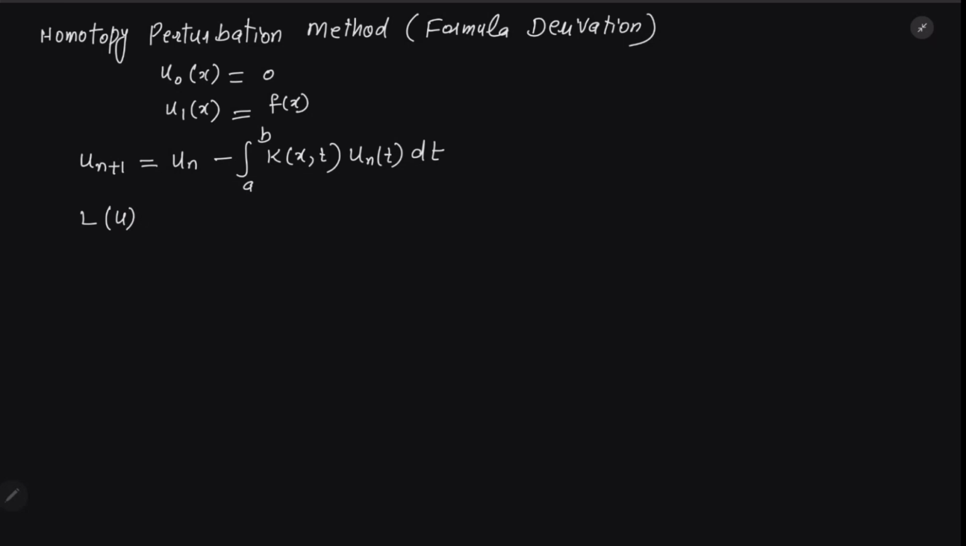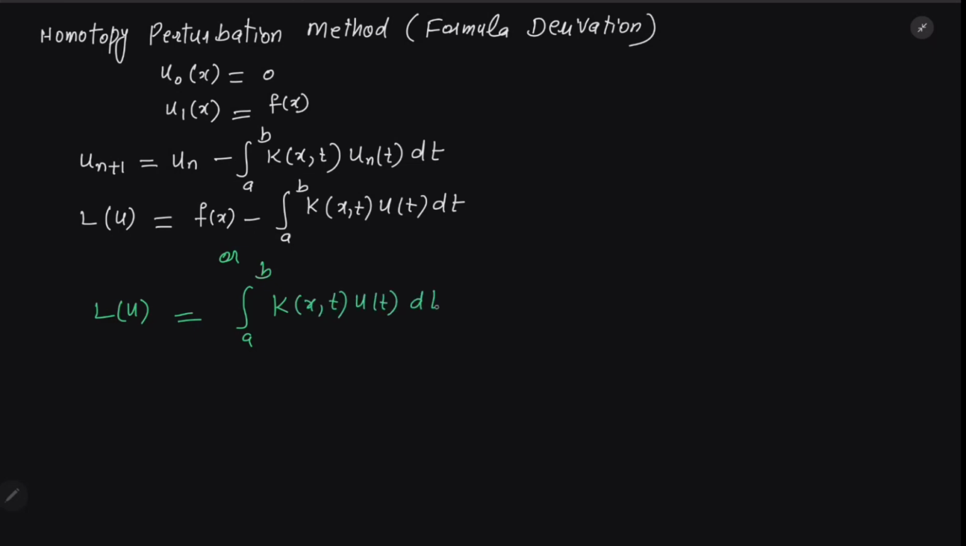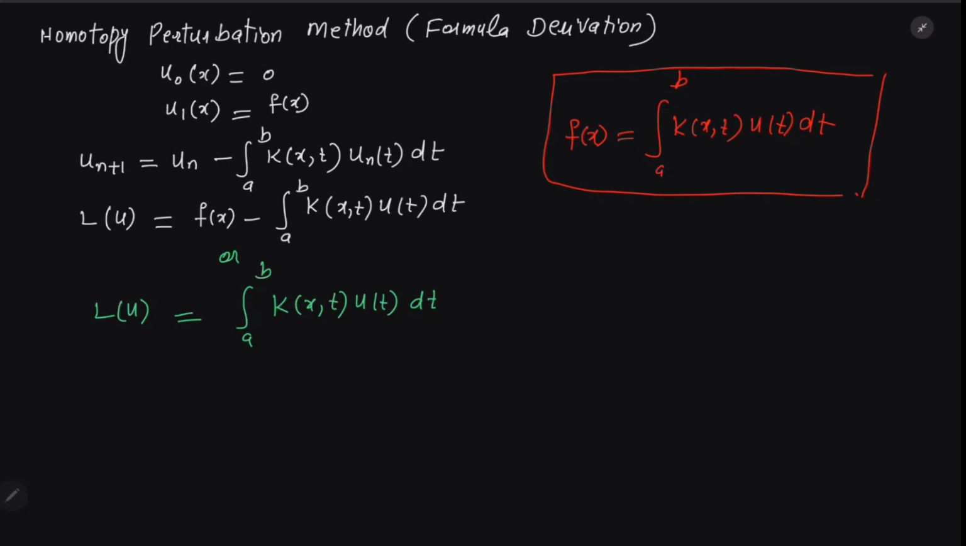If we have a linear operator, it can be defined in two ways: f of x minus integral a to b kxt u of t dt. Either you can write your equation in this form, or you can write your integral equation in this form: kxt u of t dt. And remember that our integral equation is a to b kxt u of t dt. This is our integral equation. So we have two ways, or maybe I should write minus f of x as well.